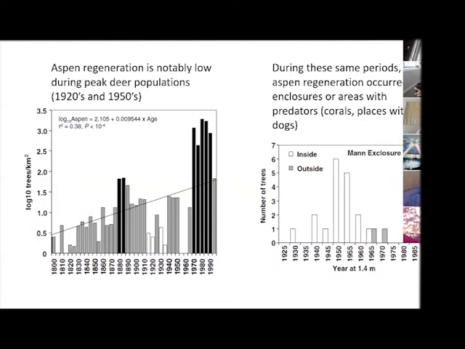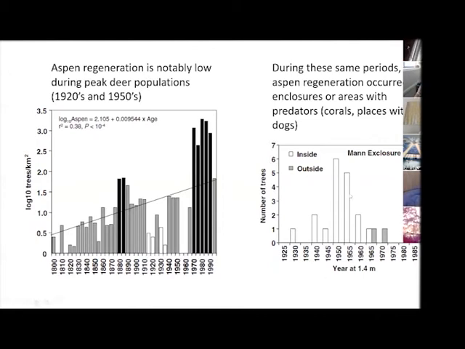Aspen is an important part of the deer forage in this system. So if you're trying to maintain a healthy deer population, you need some aspen. You need some aspen regeneration. And if there isn't any aspen regeneration, you're going to have starving deer. And that could be really ugly. It was in this situation.